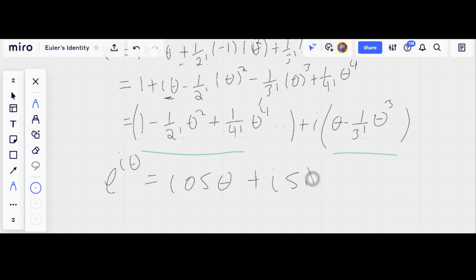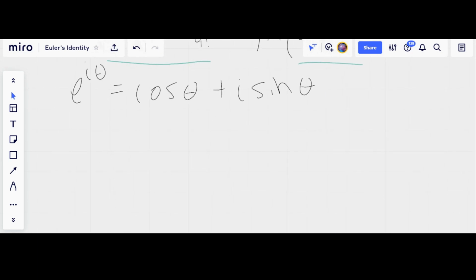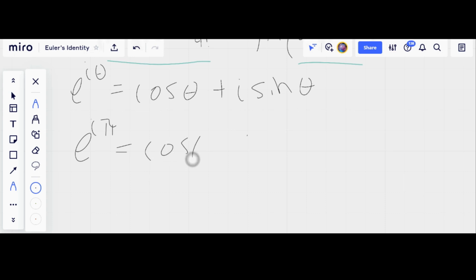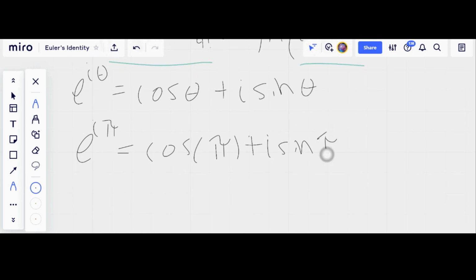e^(iθ) is going to equal cos θ + i sin θ. And now this right here is truly remarkable. Let's go ahead and explore this equation really quickly. Okay, for θ = π, this is going to equal cos π + i sin π.